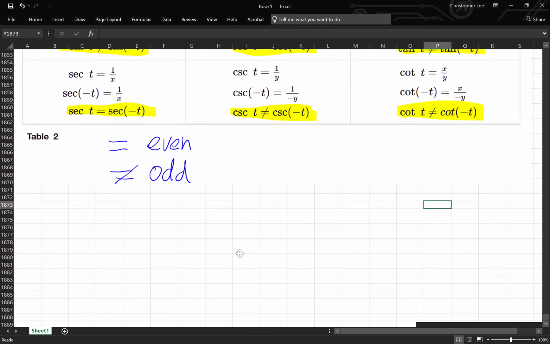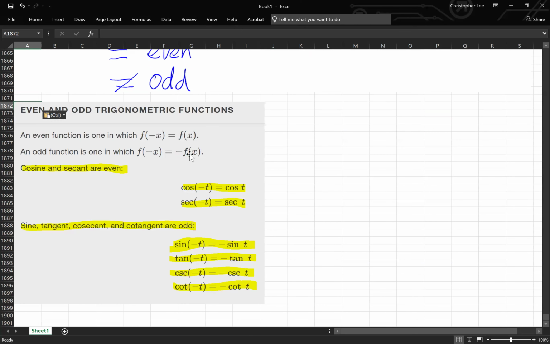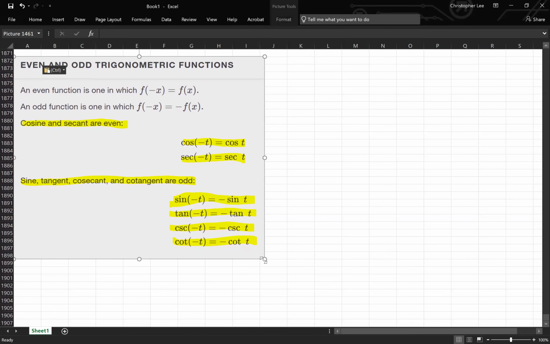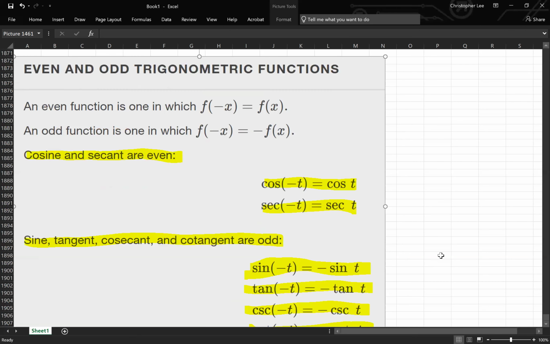I know some of y'all don't like that white background. I got y'all. I'll be thinking ahead for y'all, man. So even and odd trigonometric functions, here you go right here. Let me make that a little bit bigger. Projector can only do but so much.